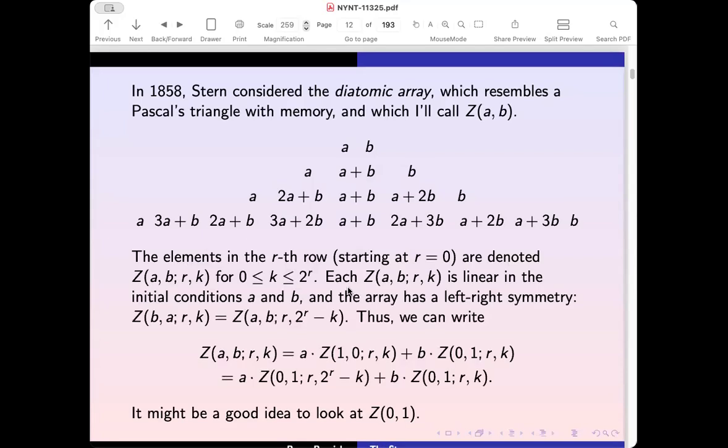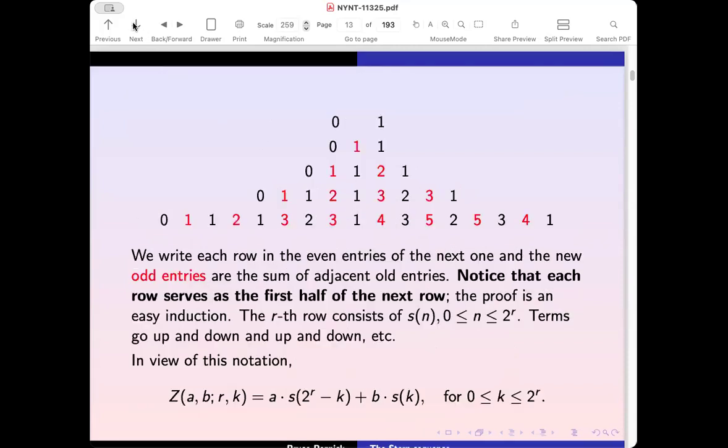Now you can immediately see that the rows are linear in A and B, and that there's a left-right symmetry. So if you started with B and A, you would get the same thing as for A and B, but reading from right to left. And in that way, we can decompose Z of A,B into this form. So really, the only thing that matters is to know what Z of 0,1 is.